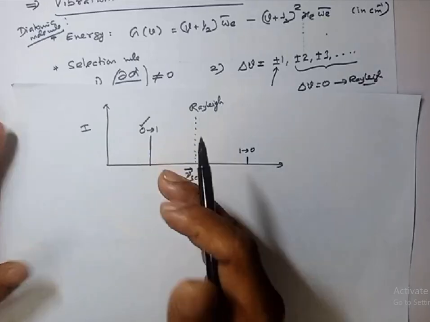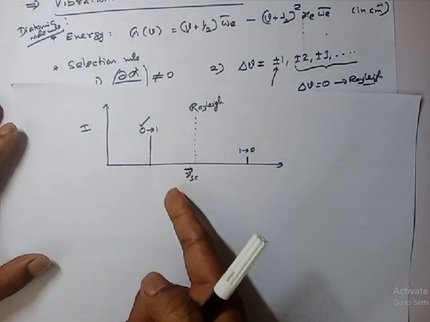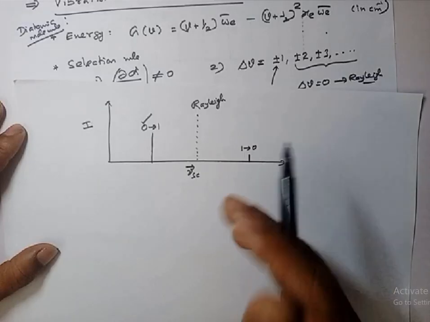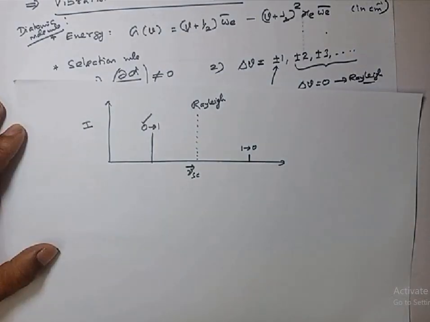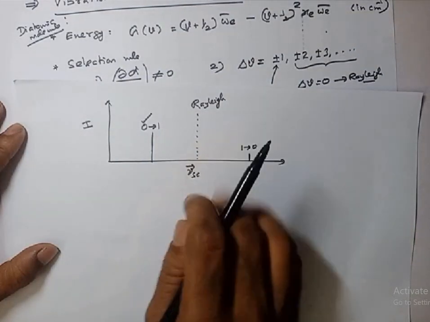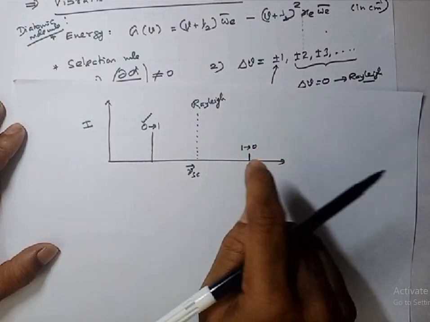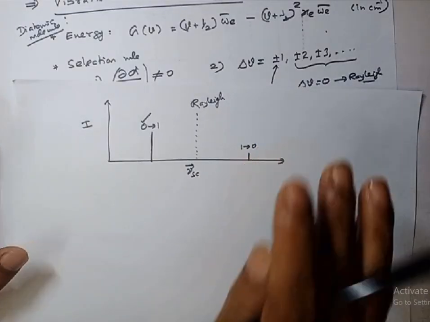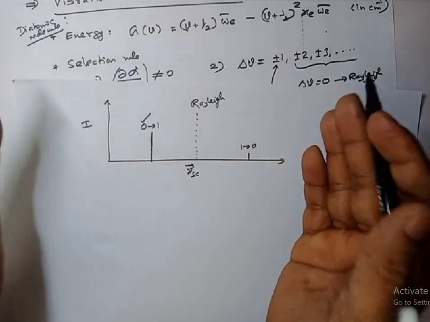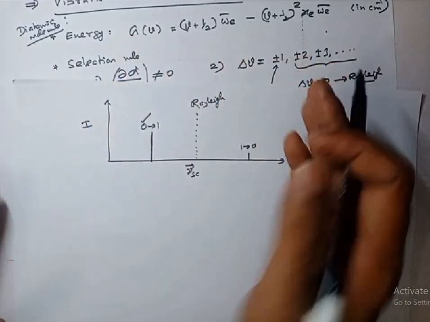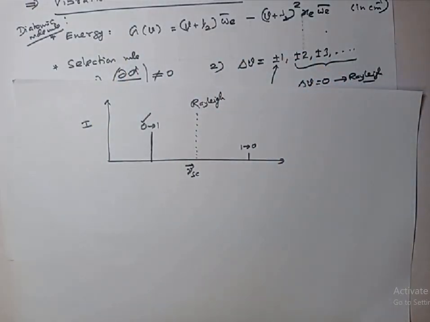The population in the ground vibrational state is so high that's why the intensity is high. Whereas this starts from the V equal to 1 level, and the population in the V equal to 1 level is comparatively less. Even at room temperature, the population of V equal to 1 is extremely small, so the intensity of this line is small. Remember, in the vibrational spectrum, Stokes lines appear with high intensity compared to anti-Stokes lines. Take note.